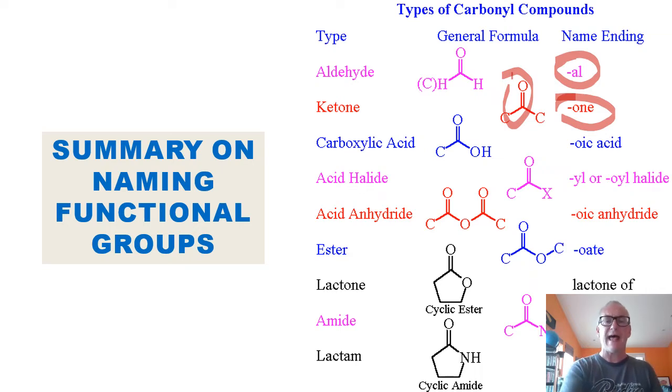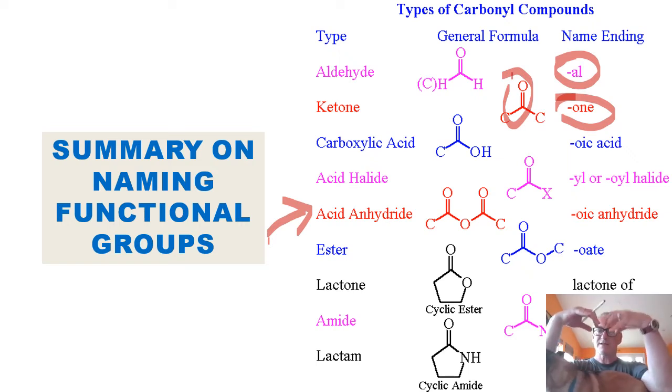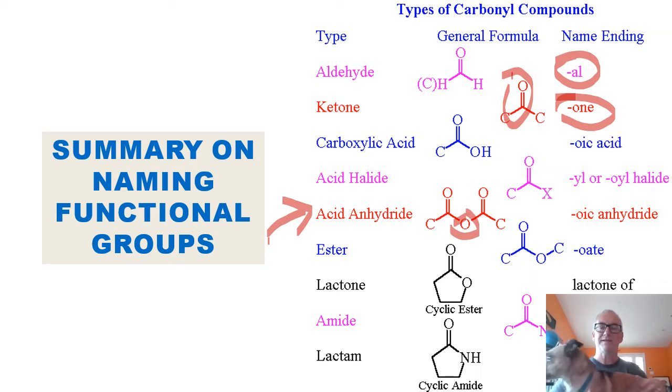We haven't dealt with acid anhydrides. That's basically where we have two carboxylic acids come together, kick out the hydroxyl group, and then you're left with basically two carboxylic acids brought together and linked by basically an ester bond. So we call that an anhydride because anhydrous means it's lost water. Ester, we end with oate.